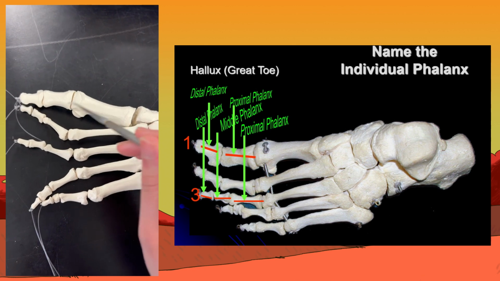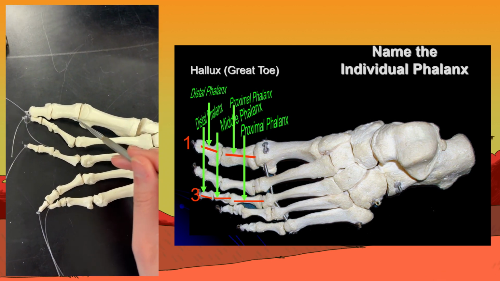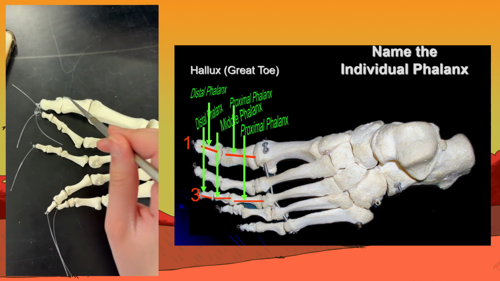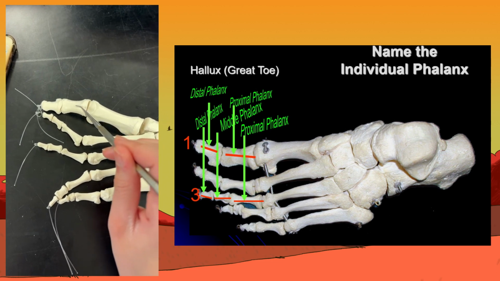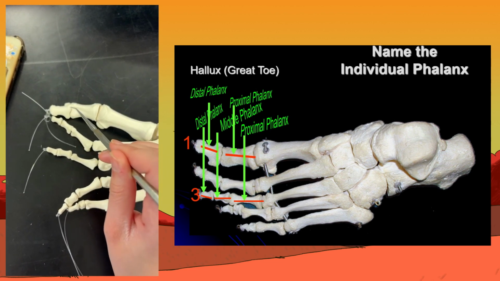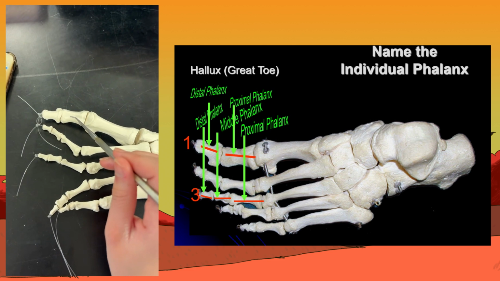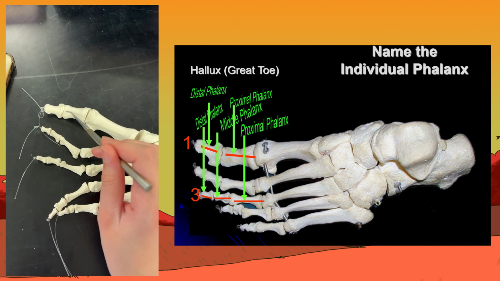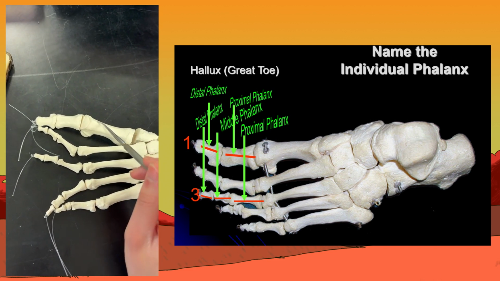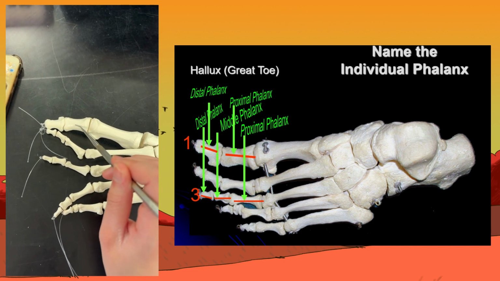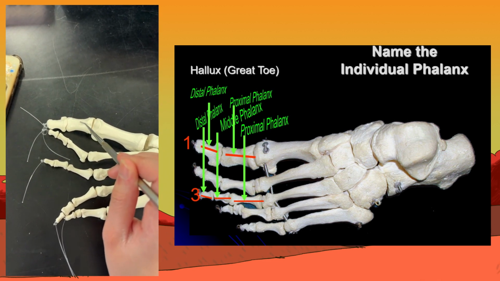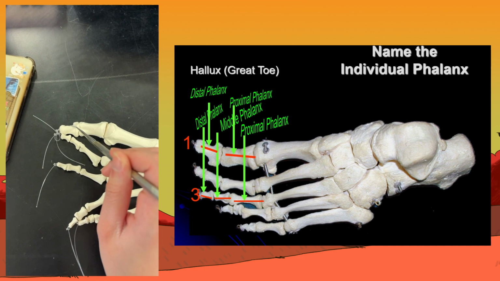Here we have the proximal phalanx. And here we have the distal phalanx. Think proximal as like a longer word than distal, because distal is a shorter word. So this would come right after your metatarsals. Proximal phalanx and distal phalanx.